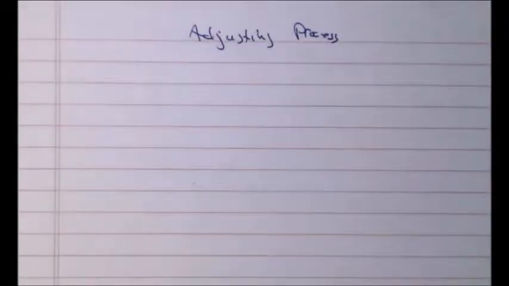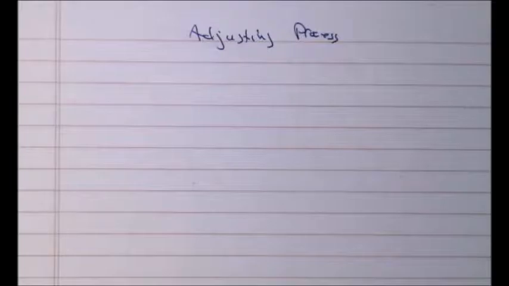Okay, let's take a peek at chapter 3. Chapter 3 has to do with the adjusting process, right? Everything we do in this chapter is about the adjusting process. We're going to talk a lot about what that is, and then go through some examples of different kinds of adjustments that we do.